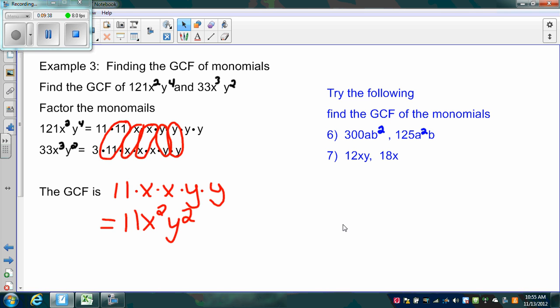So this is the end of the lesson today. Try these problems and bring them with you to class. And also jot down any questions you may have on this lesson.